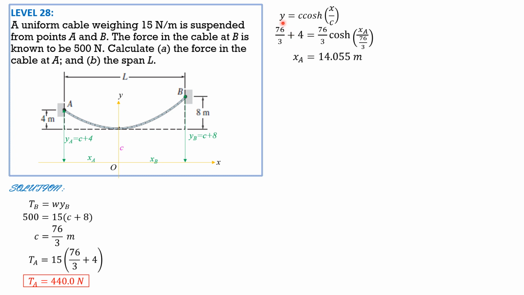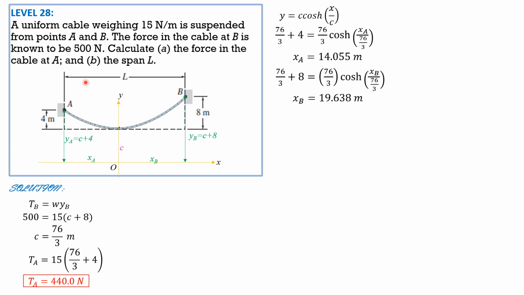Then YB, which is C plus 8: 76 over 3 plus 8 equals 76 over 3 cosh of XB over 76 over 3. So the quantity 76 over 3 plus 8, divided by 76 over 3. In the calculator, take the inverse hyperbolic cosine of that answer, then times 76 over 3, that's XB. So XB is equal to 19.638 meters.